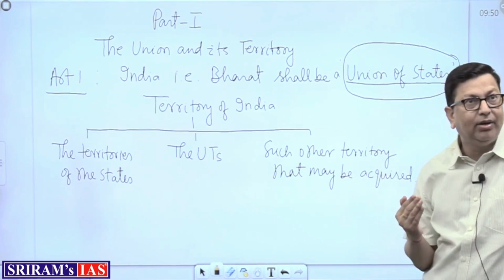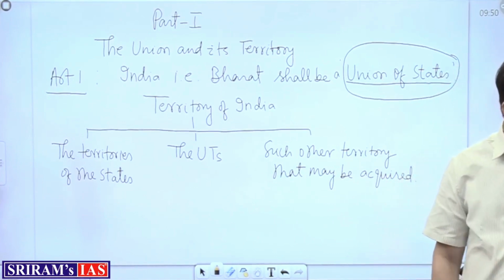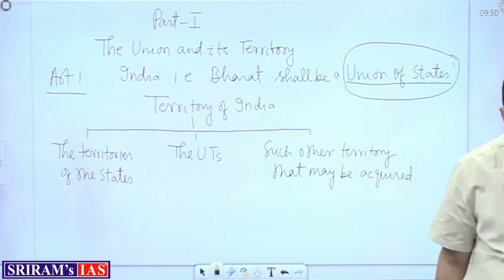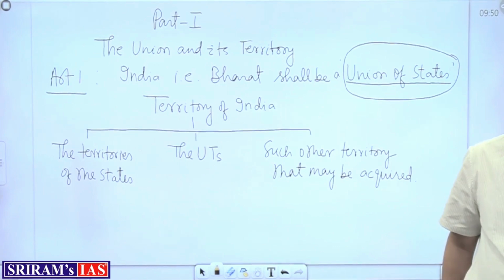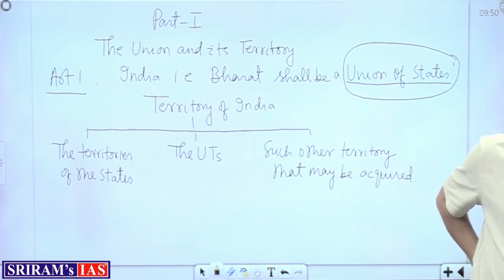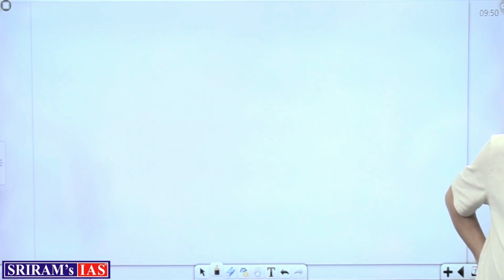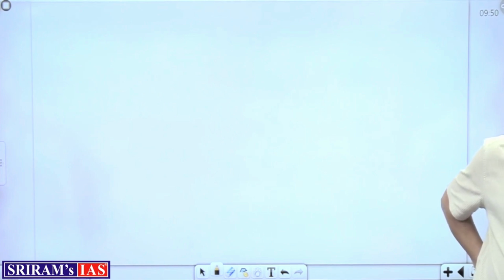Now coming to article number 2. Article 2 is never asked in the examination. No understanding is also required, but you can write it for your continuity. Article 2 authorizes the Parliament to admit into the union or establish new states.